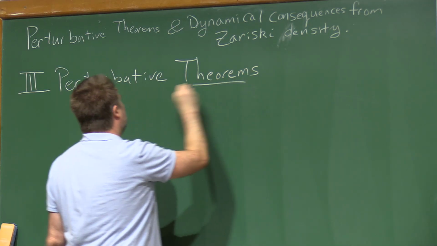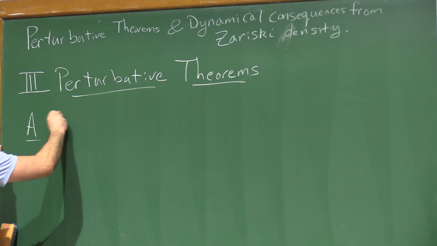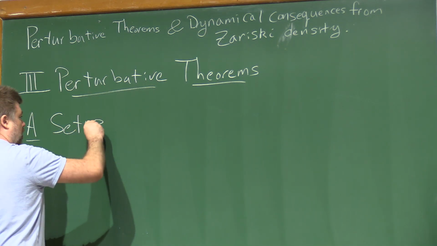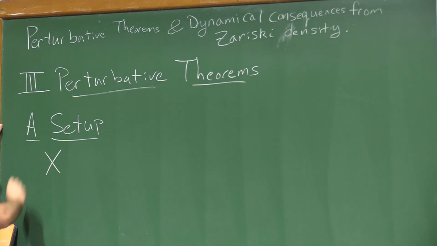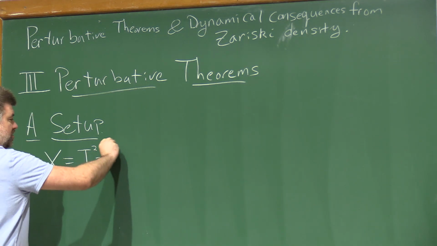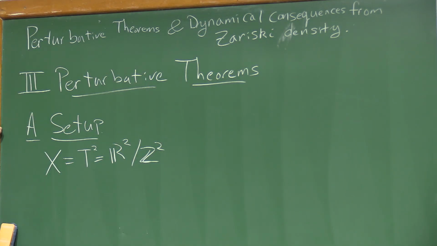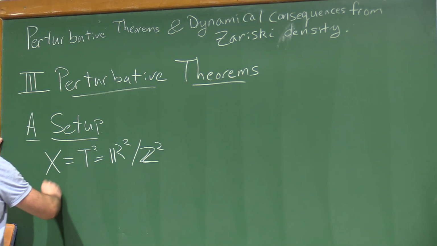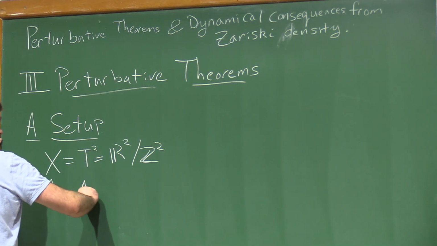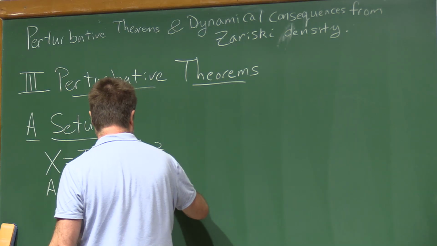But before I state the theorems, let me give some setup. The space that we're going to work on is the 2-torus, which is R2 mod Z2. And before I perturb, I'm going to start with a linear random walk. So let me take A1 up through AK in SL2Z.